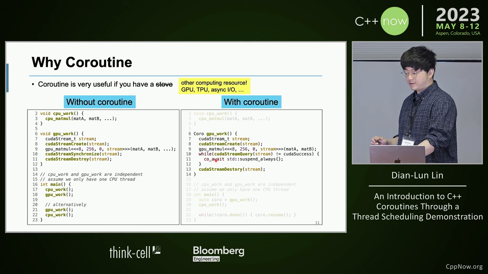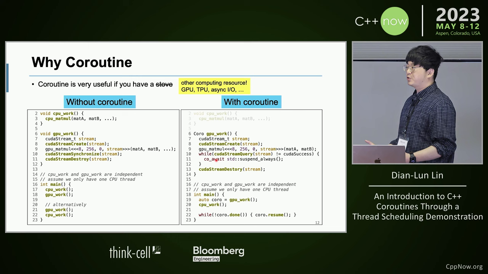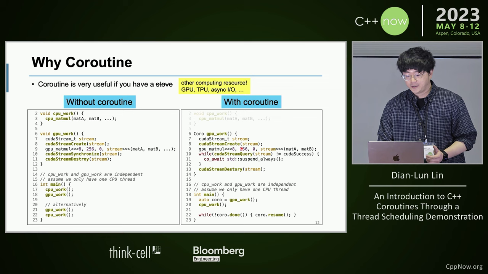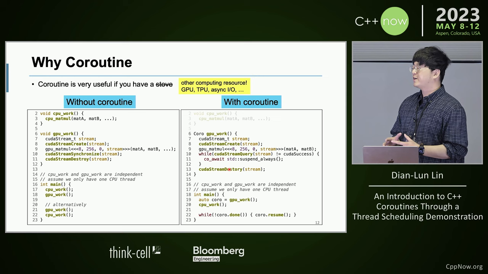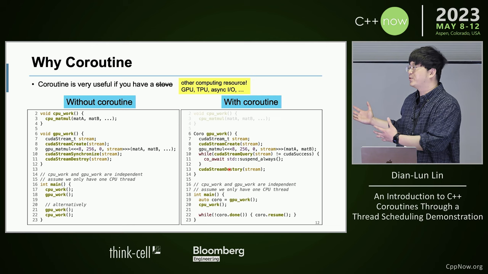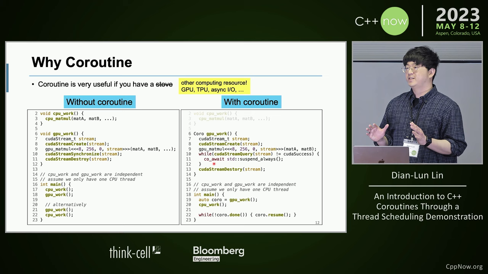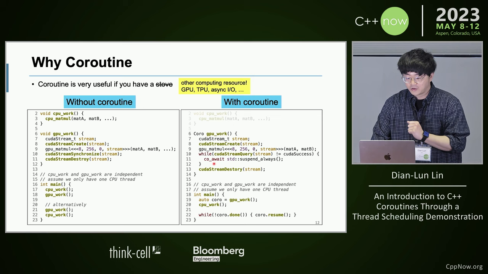When I call co_await suspend_always, that means I will suspend this coroutine and then go back to the caller. So in the main function, what I can do is to execute this GPU work first. Here I create a stream executing the matrix multiplication and go into this while loop. When I first enter this while loop, I most likely won't get CUDA success. So I'll go into this co_await, which means suspending this coroutine and going back to the caller, the main function, and I start to execute the CPU work.